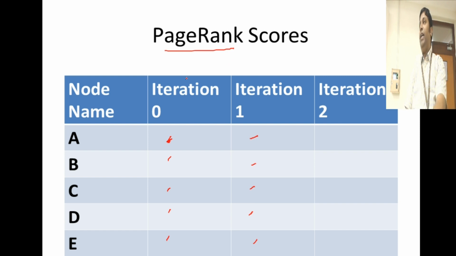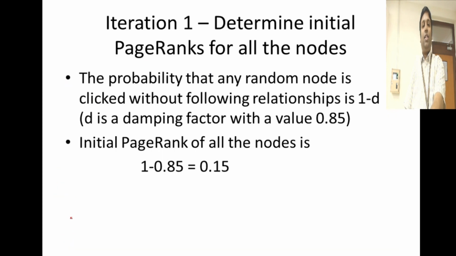So we go to iteration 0. That is the very first iteration. We will compute the PageRank scores for all our nodes. So what is the step there? See, we are starting the algorithm. Right now, none of the nodes have any PageRank.